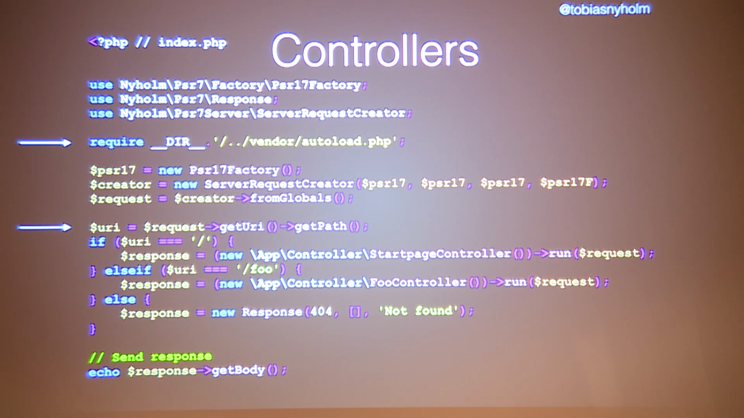And here I'm using the URI path instead of the query parameter, because you have nice URLs if you use the path. So if the path is equal to /foo, then you shoot a foo controller. And I'm lazy. I'm just doing the full controller name like this. I import my controllers like this. I just call them. I say a new start page controller, and I run. Here's a request. Just run yourself, and I expect a response back. And I also took the liberty to add a 404 page.